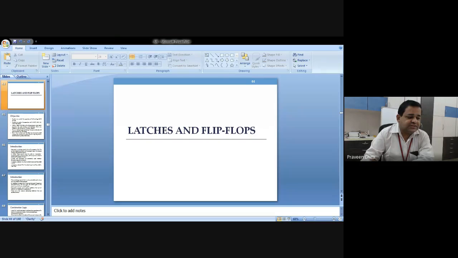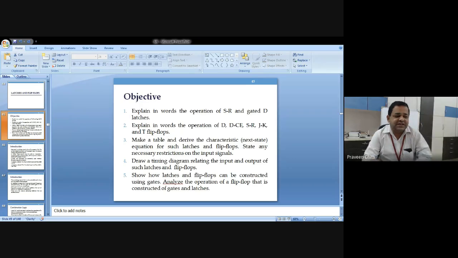We'll start today's class. In today's class, we are going to discuss latches and flip-flops. So far in this chapter, we have discussed combinational circuits. Right now, we are going to discuss the sequential circuit. Before we start with latches and flip-flops, you should clearly know the difference between a combinational circuit and the sequential circuits. So what is the objective of this part?